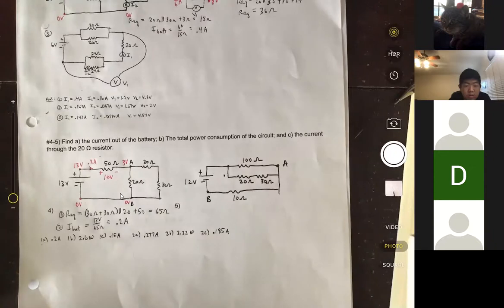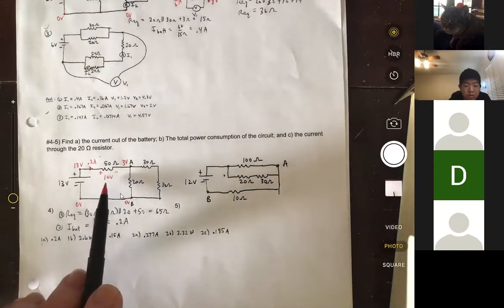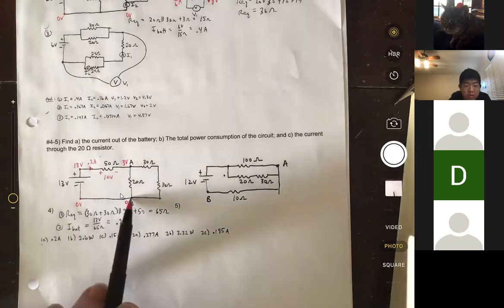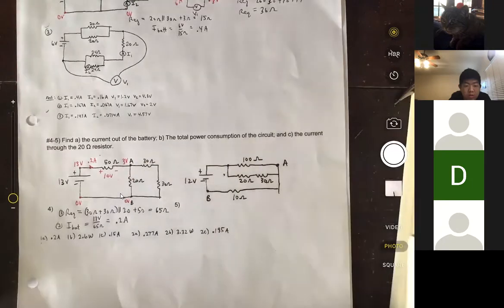Since it's a 13 volt battery, by V equals IR the current ends up being 0.2 amps. Once I got 0.2 amps, now I can just work my way around. I got 0.2 amps going through a 50 ohm resistor. That's a 10 volt drop, meaning it's 3 volts there. It's still 0 volts there. So I've got a 3 volt drop across the 20 ohm, which means it'd be 0.15 amps through that 20 ohm.